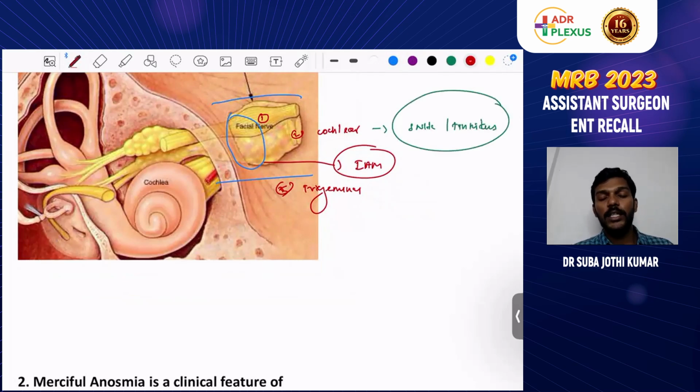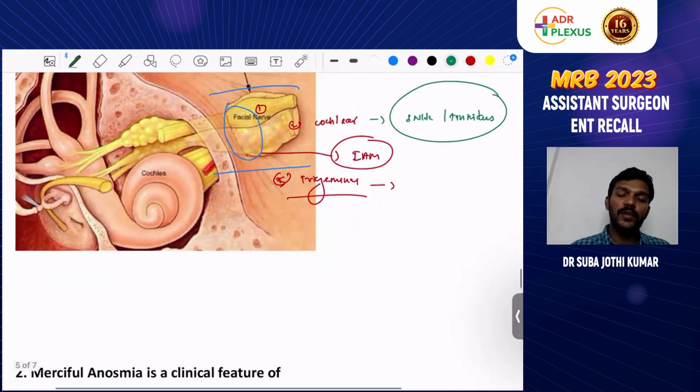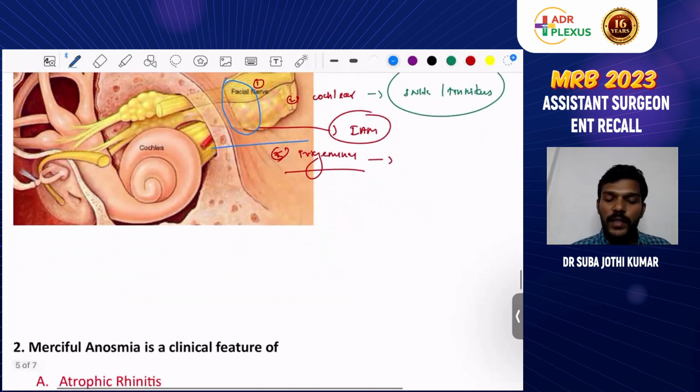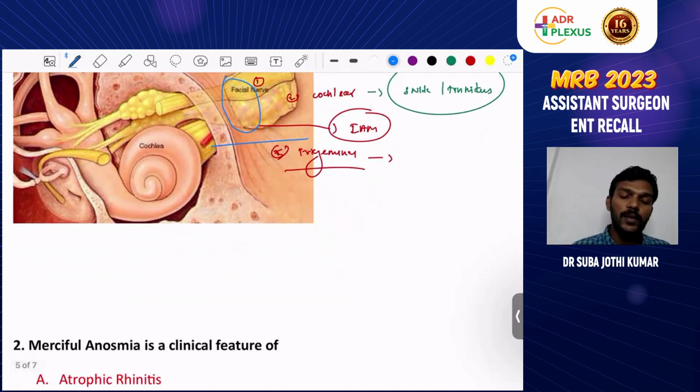The tumor which is arising from the vestibular division of the 8th nerve first compresses the cochlear nerve, causing SNHL and tinnitus. Then it could compress the trigeminal nerve. The first nerve other than the cochlear nerve or vestibular nerve to get involved is the trigeminal nerve. There will be loss of corneal reflex. If they ask you which is the first sign other than the vestibulocochlear component, loss of corneal reflex is the first sign of trigeminal involvement.